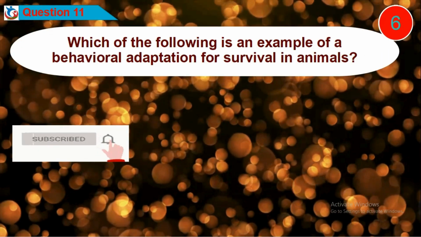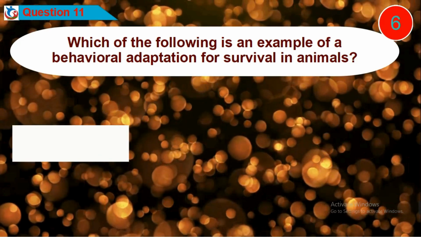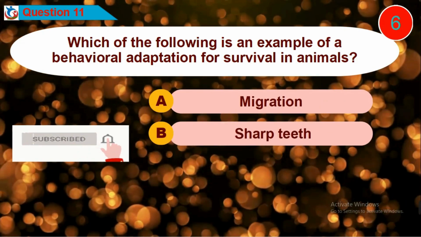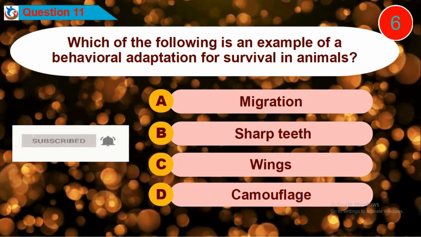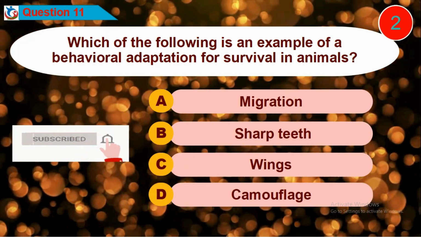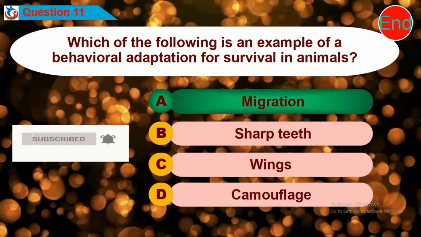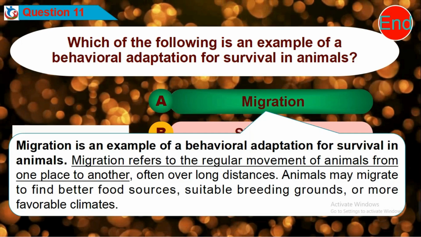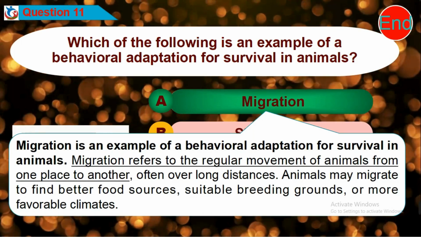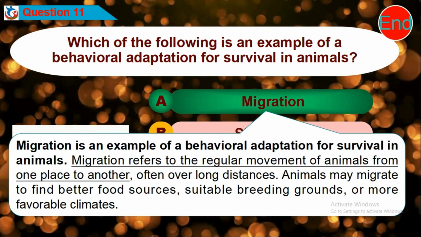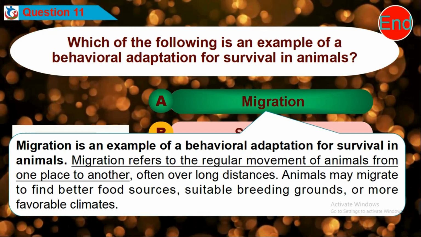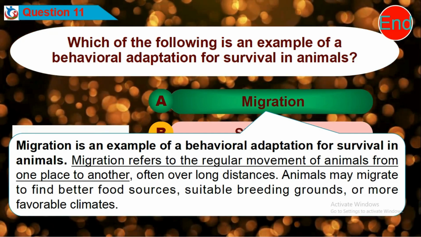Question 11. Which of the following is an example of a behavioral adaptation for survival in animals? Is it option A, B, C, or D? Migration is an example of a behavioral adaptation for survival in animals. Migration refers to the regular movement of animals from one place to another, often over long distances. Animals may migrate to find better food sources, suitable breeding grounds, or more favorable climate.